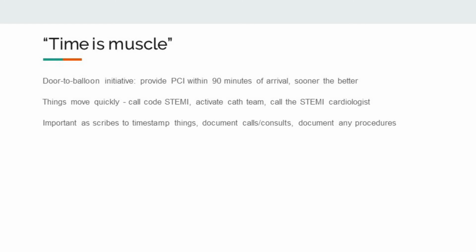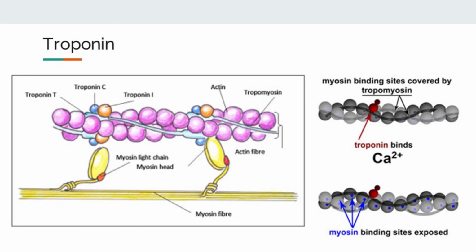So we talked about how CAD is treated. Let's talk a little bit about troponin. Again, think back to your biology days when you learned about the thick and thin filaments of the muscle, how actin and myosin slide across one another, and that's how muscles contract. Do you remember learning about how tropomyosin usually blocks the myosin binding sites on the actin filament, but when calcium binds to troponin, it causes a conformation change in the tropomyosin, which reveals the myosin binding sites?